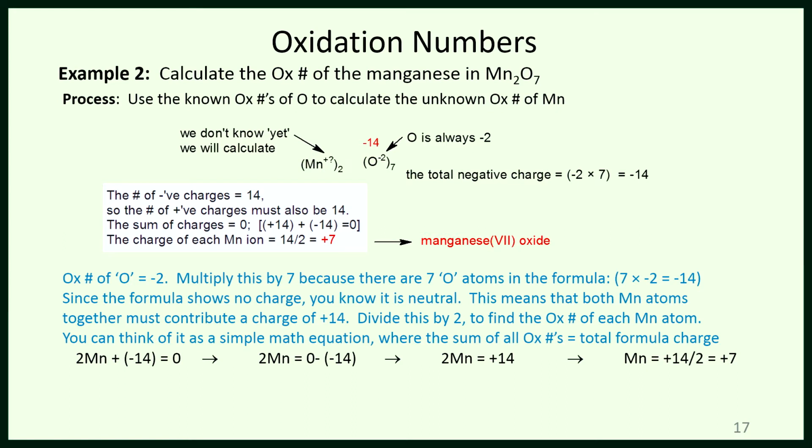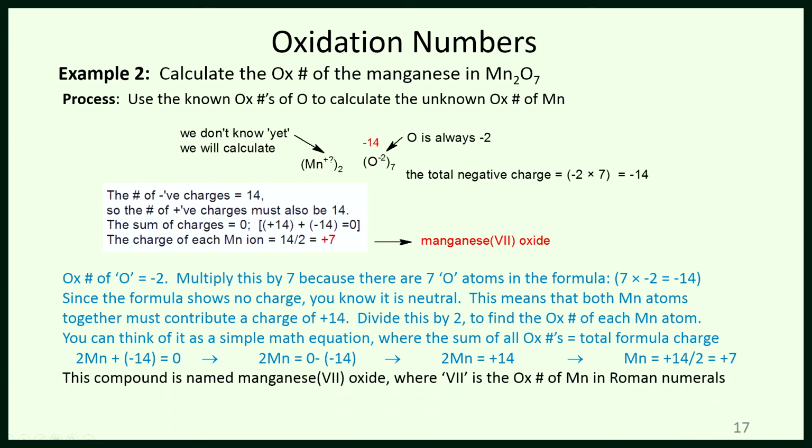Again, here's a math equation to represent that. 2 times the oxidation number of manganese -14 for the 7 oxygens equals 0. Rearranging this equation, you find that manganese is +7. And therefore, the name of this compound will be manganese 7 oxide, where 7 is the oxidation number of manganese in Roman numerals.